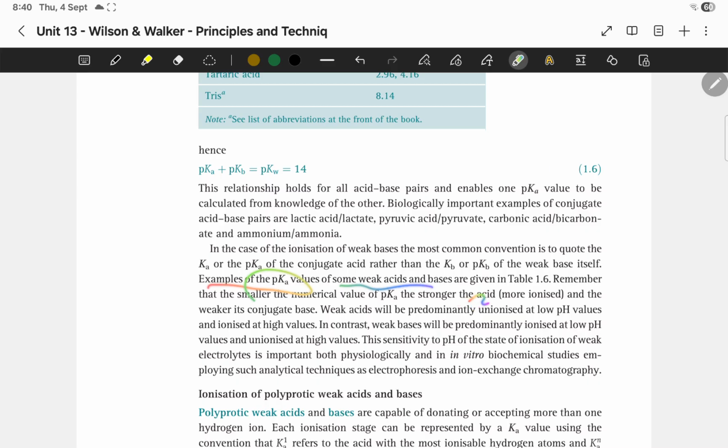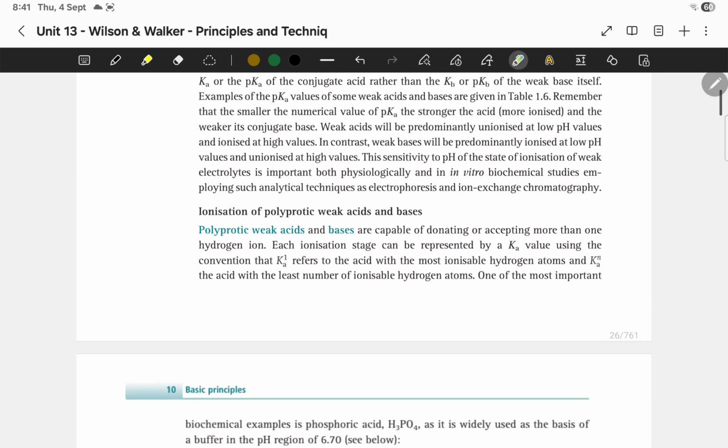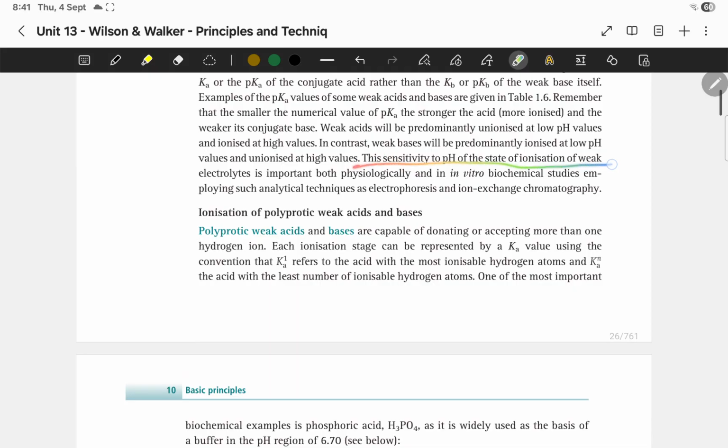Example, pKa values of some weak acids or bases are given in the table, and the smaller the numerical value of pKa, the stronger the acid, the more ionized, the weaker the base. Weak acids can be predominantly unionized at low pH values. Whatever, I'm not reading more. This sensitivity to pH of the state of ionization of weak electrolytes is important both physiologically and in in vitro biochemical studies, employing such analytical techniques as electrophoresis and ion exchange chromatography.